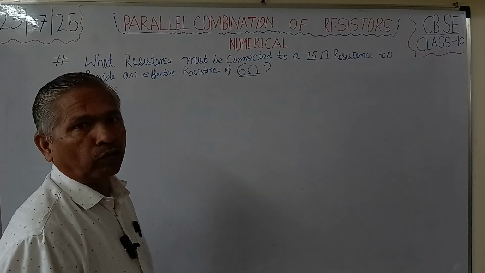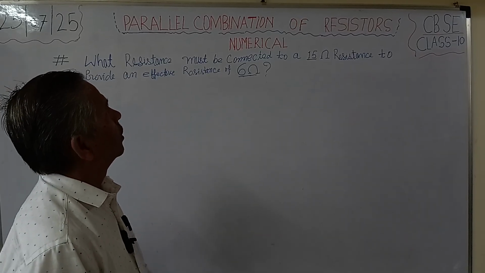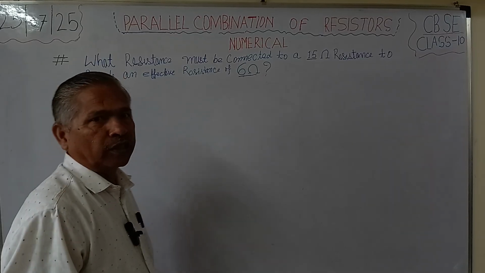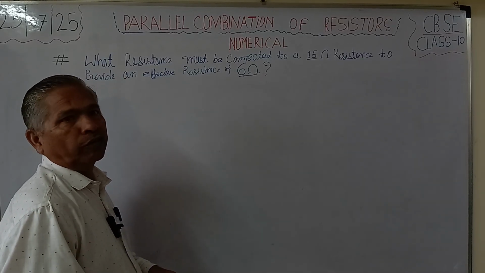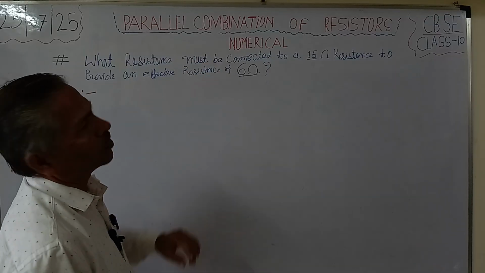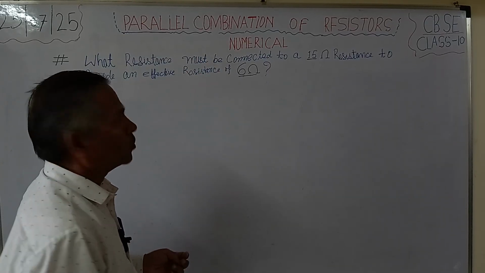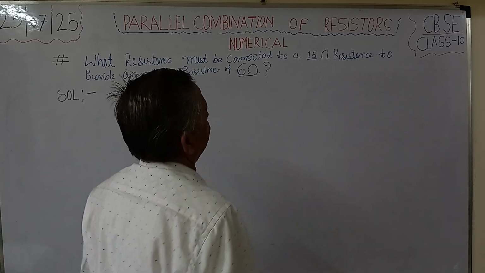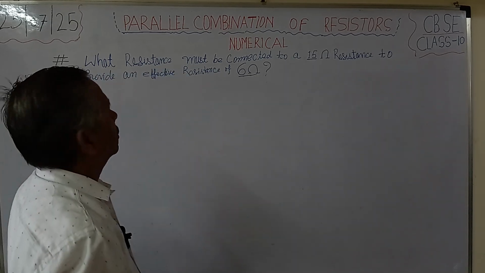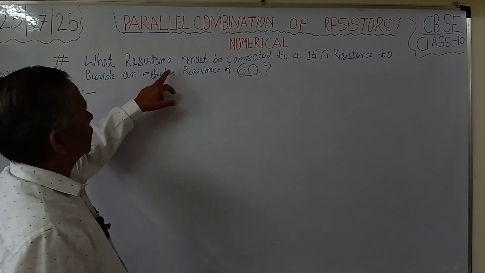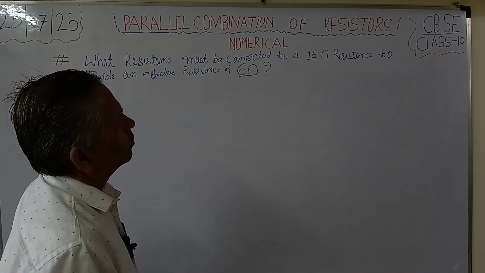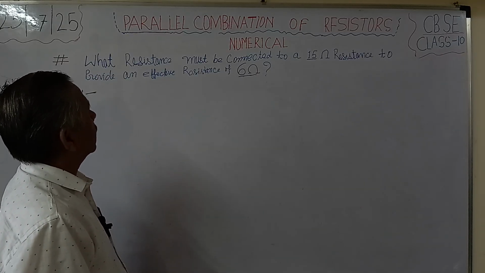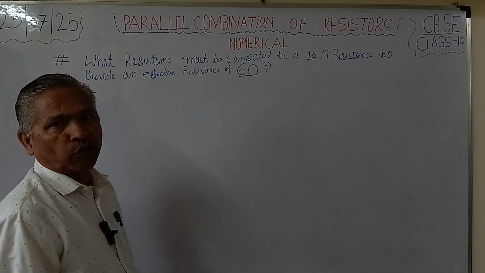Today I will solve one example on parallel combination of resistors so that it becomes clear how it is applied. We know that in parallel combination of resistors, the effective resistance should be always less than the individual resistances. Now we have got one question: what resistance must be connected to a 15 ohm resistance to provide an effective resistance of 6 ohm?